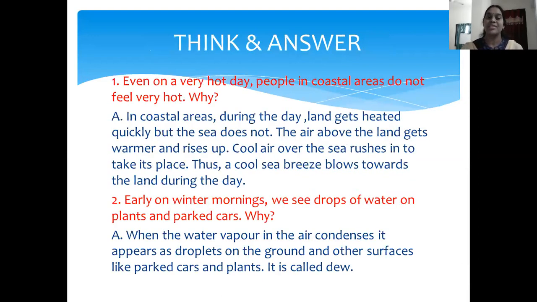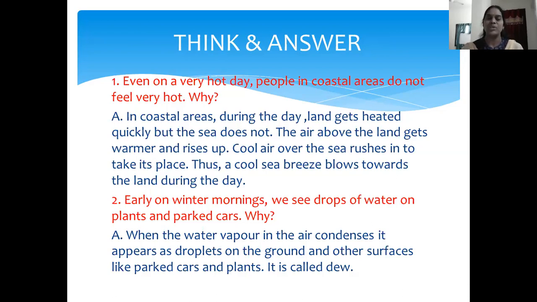Second answer. Even on a very hot day, people in coastal areas do not feel very hot. Why? In coastal areas, during the day, land gets heated quickly, but the sea does not. As I said, did you remember this, the concept that I have taught you, children? Land always gets heated faster as well as cools down faster. So the air above the land gets warmer and rises up. Cool air over the sea rushes in to take its place. Thus, a cool sea breeze blows towards the land during the day.